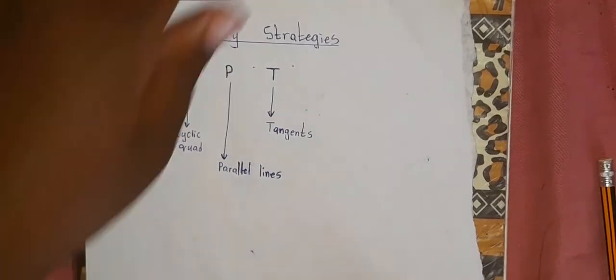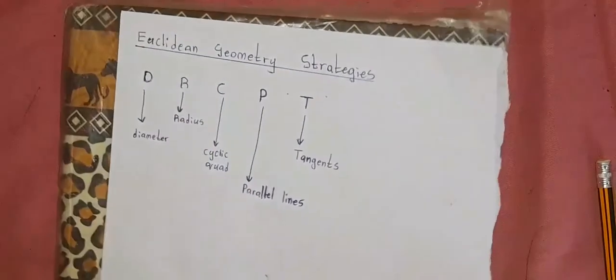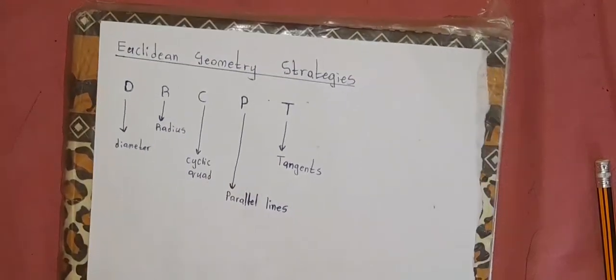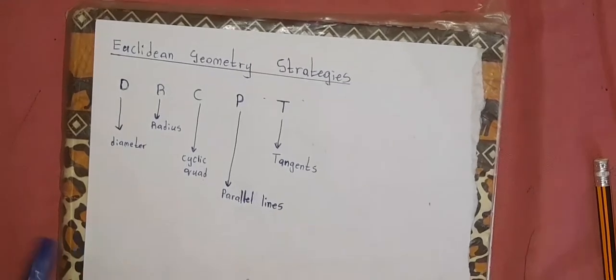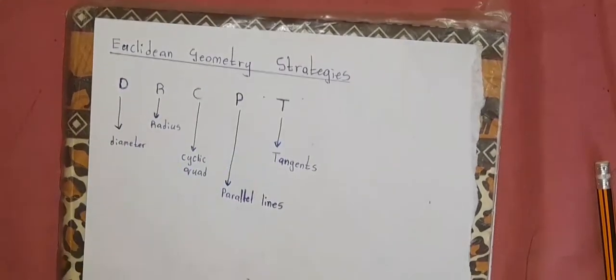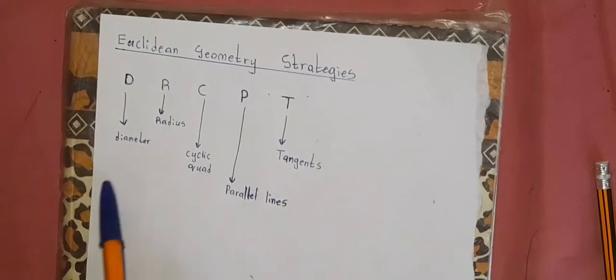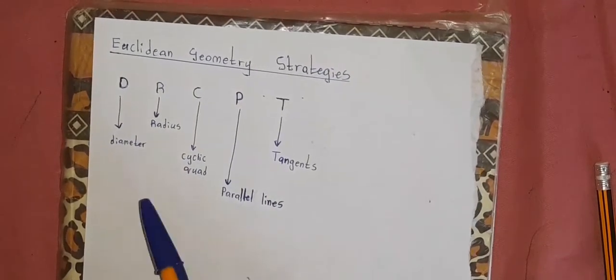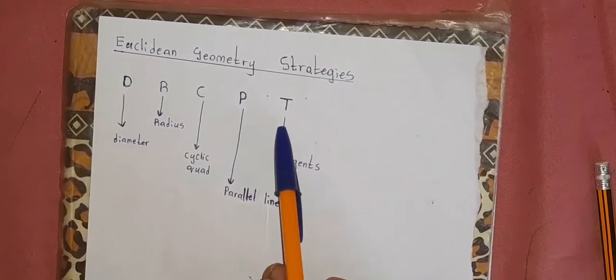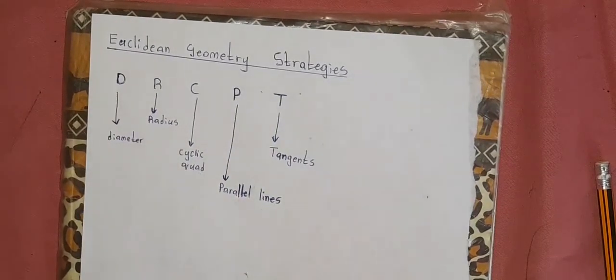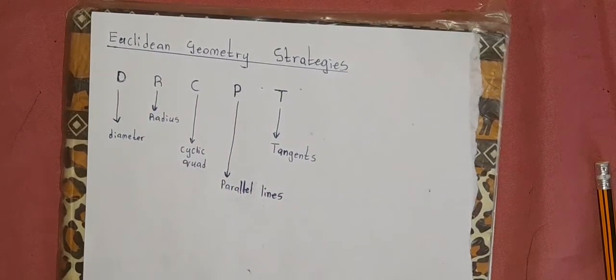I just want us to do some strategies on Euclidean geometry. Some may know this and some may not. And for those who do not, DRCPT, some say it's Dr. Cape Town, for them to remember this easily. So what is Dr. Cape Town? What does each letter here stand for?